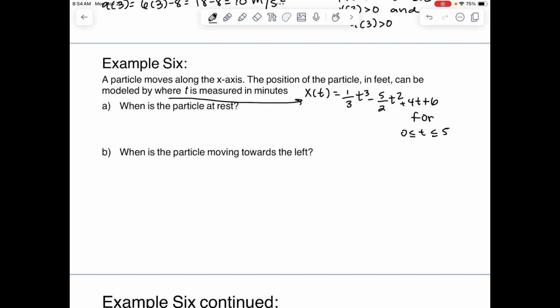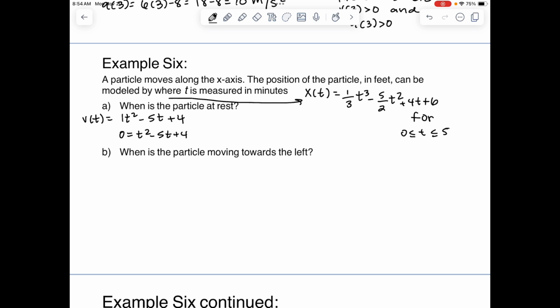Well, if we want to know when the particle is at rest, we would need to know when the velocity equals 0. And so I'm going to start by finding our velocity. So 1/3 times t cubed is going to be 1t squared, because 1/3 times 3 is 1. And then the derivative of negative 5/2 t squared is going to be negative 5t. And then the derivative of 4t is 4. And the derivative of 6 is 0. And so this is the velocity function. But if I want to figure out when it's at rest, the velocity equals 0. So I'm going to set this equal to 0.